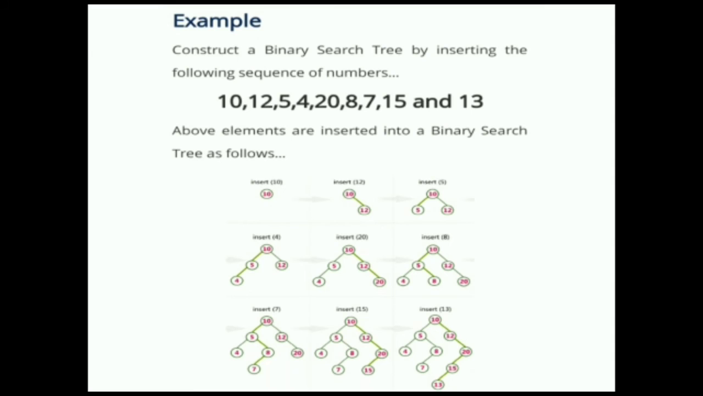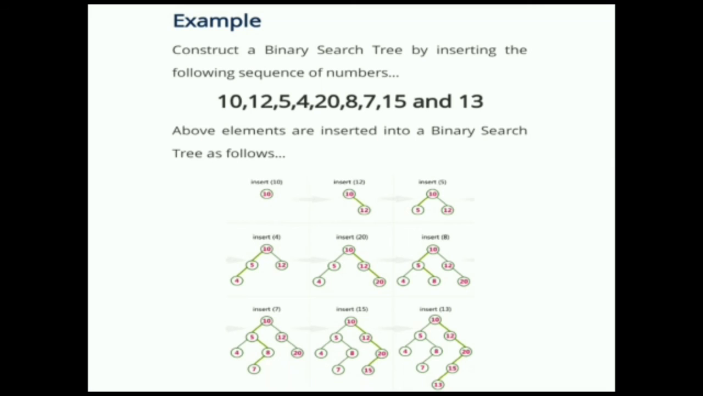Then coming to the last insertion, that is 13. 13 is greater than 10, so it should be placed on the right side of the root node, and it is a smaller value than 15. Taking 15 as a root node, since it is smaller than 15, it will be placed in the left subtree.